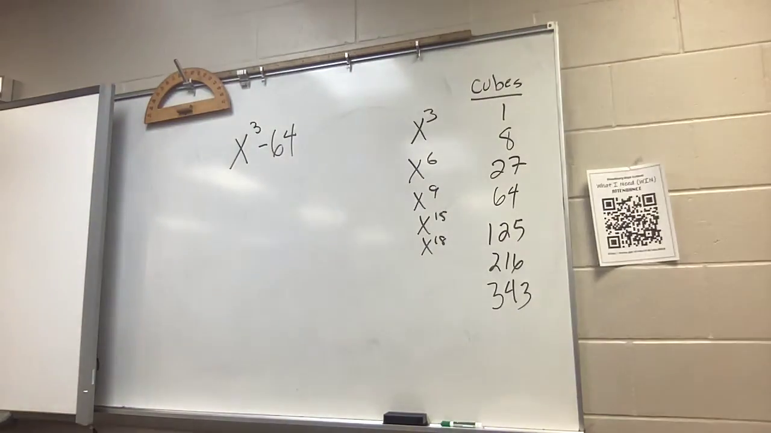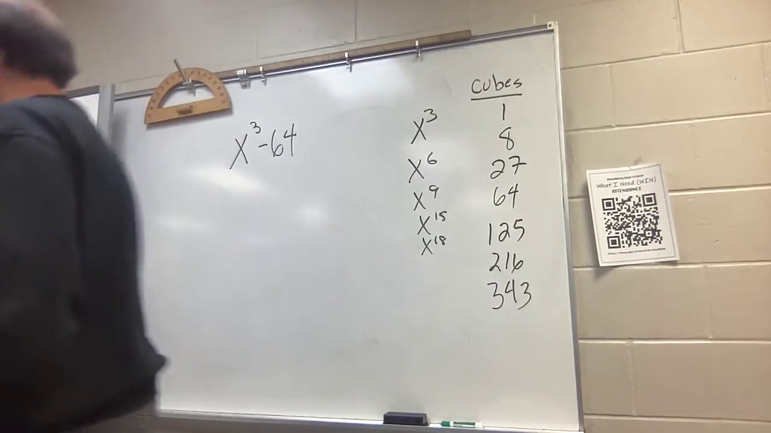Is x cubed a square? We should try to do the square first. Is it a square? No. Hey, wow, 64 is pretty cool. It's a square and it's a cube. It's both. That's cool. But since x cubed is a cube, we're going to look over here.